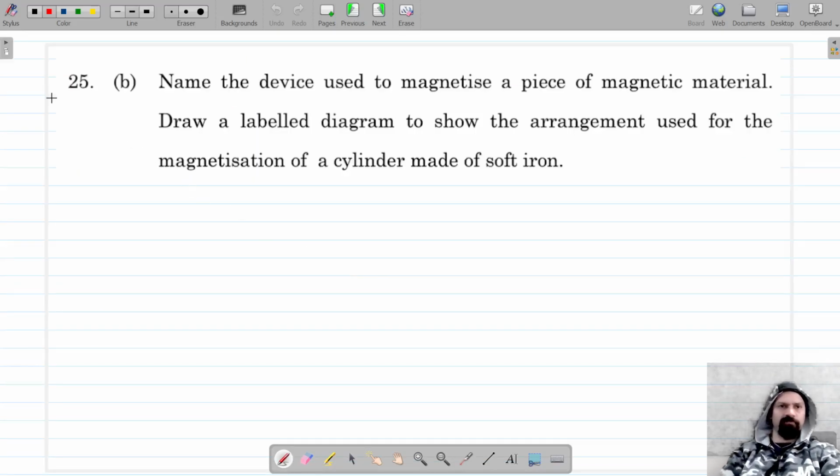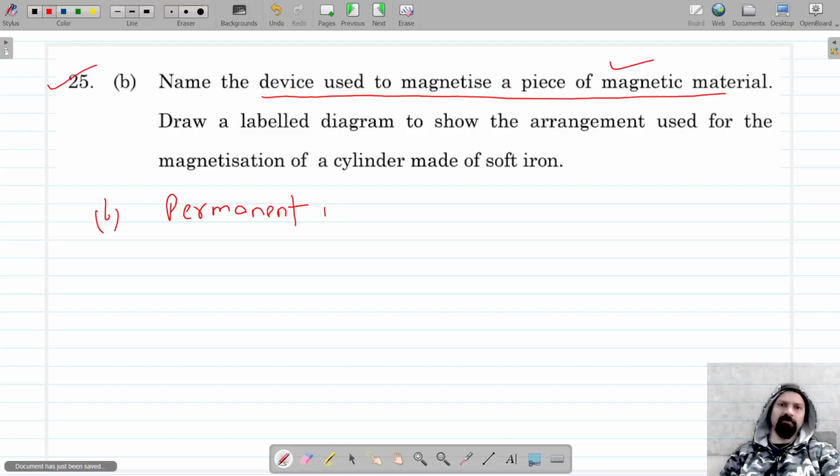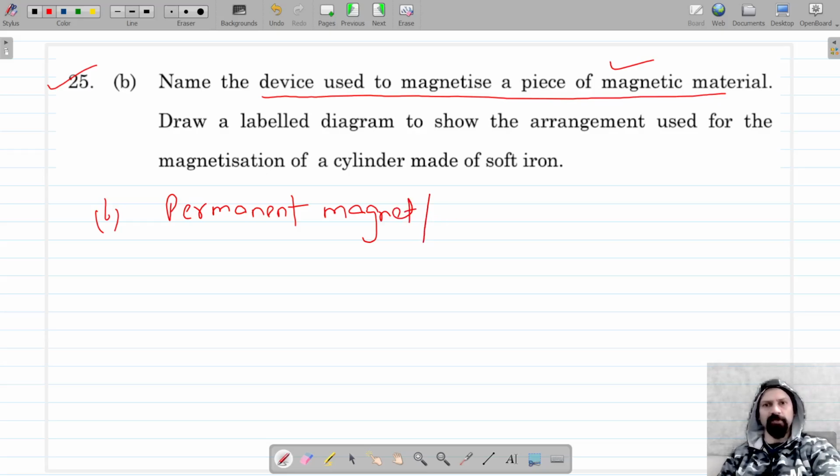Okay, for question number 25, part B, we have to name the device used to magnetize a piece of magnetic material. The device used to magnetize a piece of magnetic material can be a permanent magnet. You can use a permanent magnet to magnetize a piece of magnetic material, or you can use a solenoid, or either you can use an electromagnet. So these are the devices.